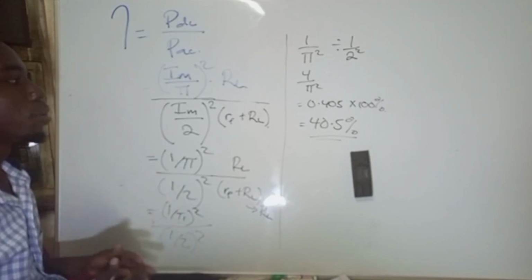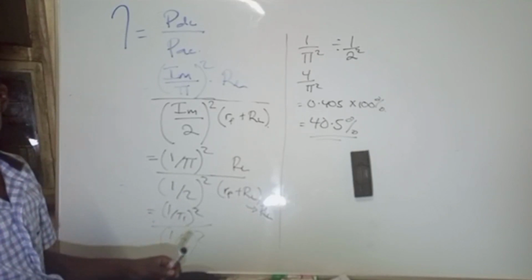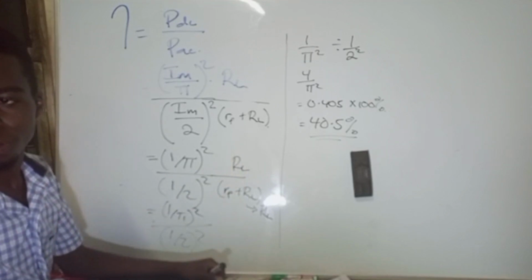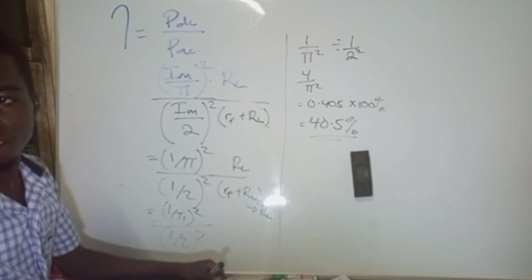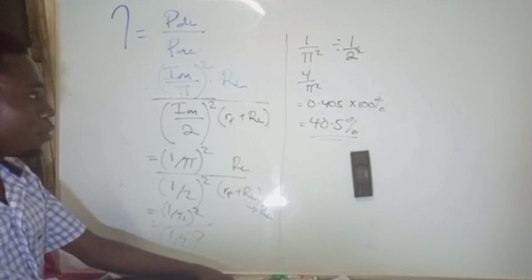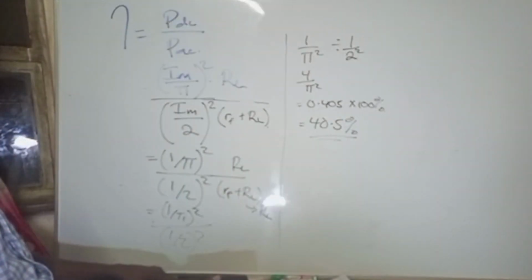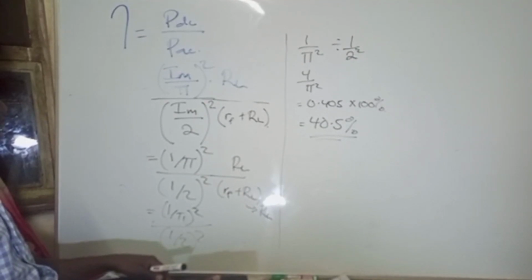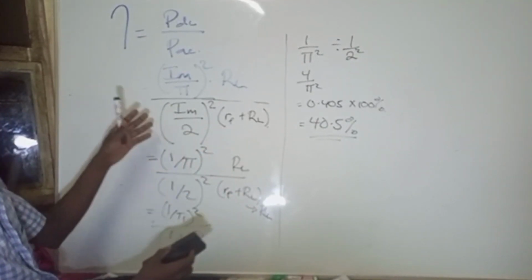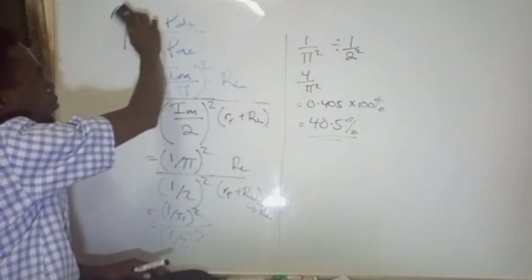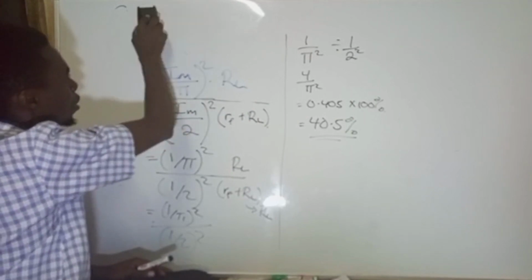Well, no matter what you do, we've not seen what you've written. The cameraman only stopped at 1 over pi squared over 1 over a half squared, so we are not seeing the other part. Okay, let me focus this side of the board. I'm going to bring it here so that I can write it.